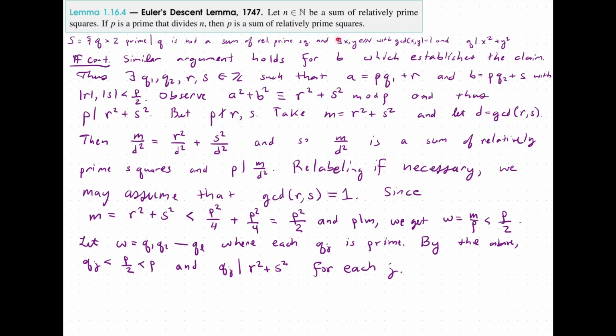And there exist relatively prime squares which Q divides. So right now, what we have is that there are two possibilities. Qj could be equal to 2, in which case it's a sum of squares. So let's write that down. If Qj is equal to 2 for some j, then it is a sum of squares, since it's just going to be 1 plus 1.